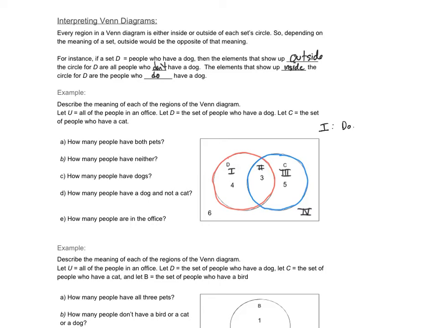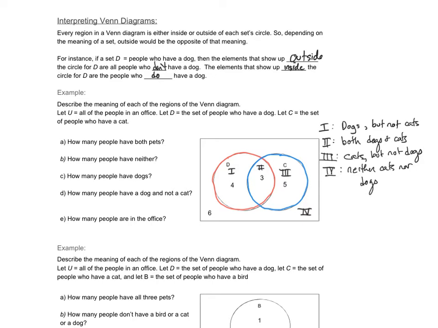Region 1 is dogs, yes, but not cats, because they're inside the red circle, but they're outside the blue circle. Region 2 represents both dogs and cats. And region 3 represents cats because they're inside the blue cat circle, but not dogs. And like I said before, region 4 represents neither cats nor dogs. And just be careful that you don't say no pets or something else, because that doesn't mean quite the same thing. All right, so let's answer our questions.